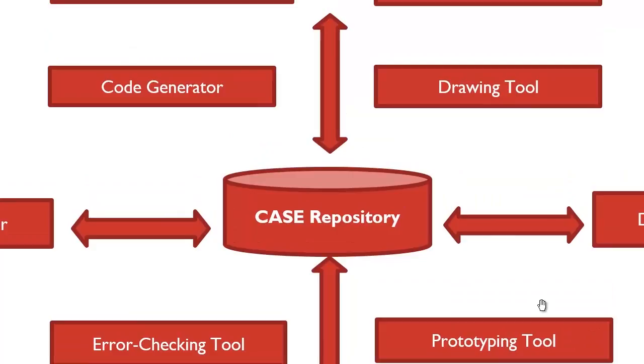As an example, you can model a class diagram and generate code for the class diagram. Code can be generated in a programming language. Code can also be generated for a relational database management system. As an example, I can create a class diagram and generate data definition language statements for creating relations in Oracle.